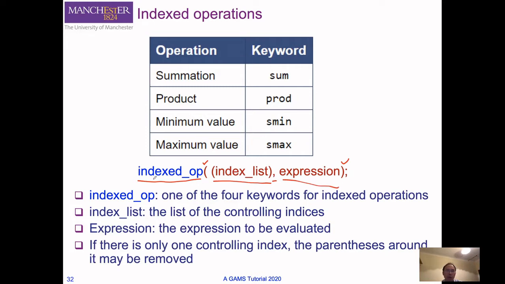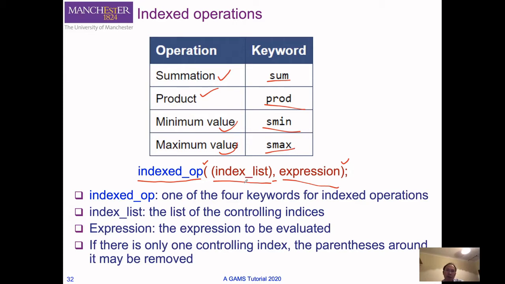The index operation in GAMS includes summation, product, minimum value, and maximum value. The keyword for summation is SUM. The keyword for product is PROD. The keyword for minimum value is SMIN. The keyword for maximum value is SMAX.